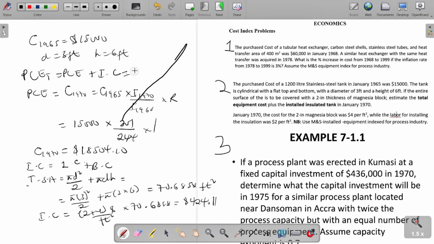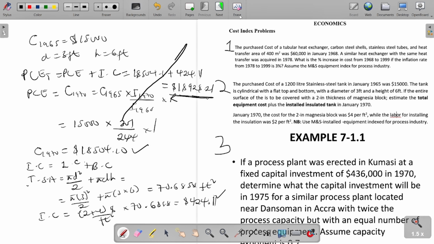If we get this one, then we can go back to this formula. Since we have the purchase cost of the equipment to be 18,504.1, we add that to the installation cost, which is 424.11. This gives us $18,928.21. They asked us to calculate the total equipment cost plus the installation cost. The equipment cost was this one, the installation cost was this one, so we add the two, then we get the total cost over here. So that's number two, right?